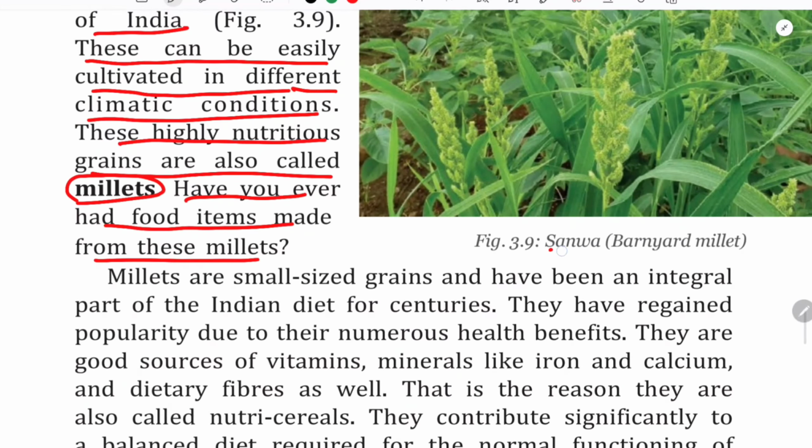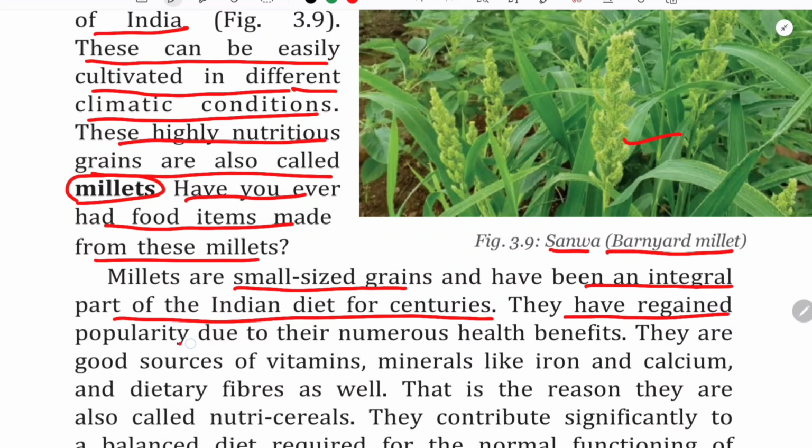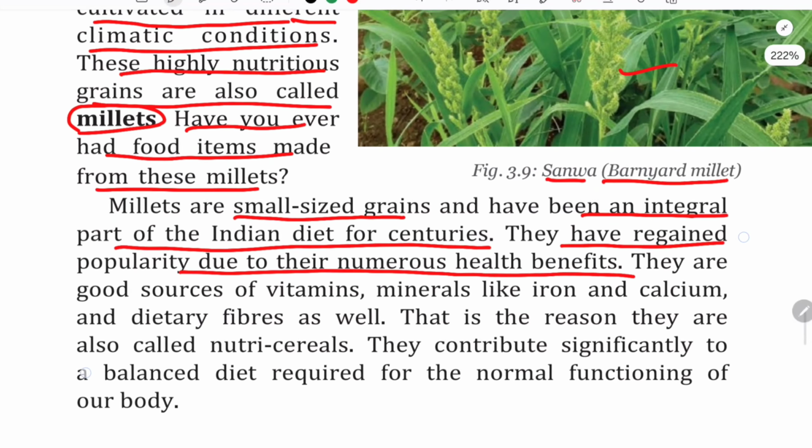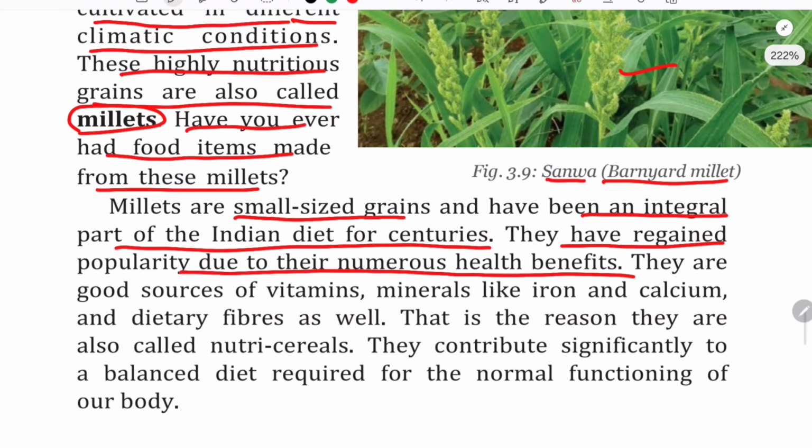So this is a picture of sanwa, the barnyard millet. Millets are small-sized grains, and they have been an integral part of the Indian diet for centuries, as this is a native crop of India. They have regained popularity due to their numerous health benefits, as they are very good for our health.